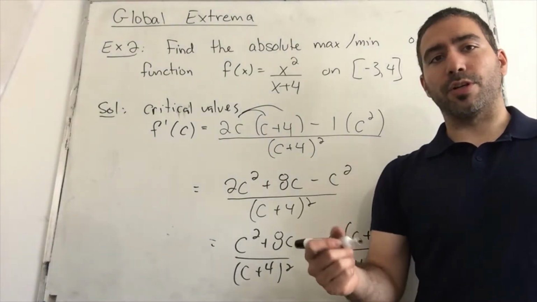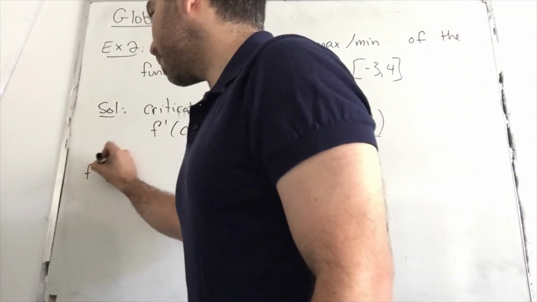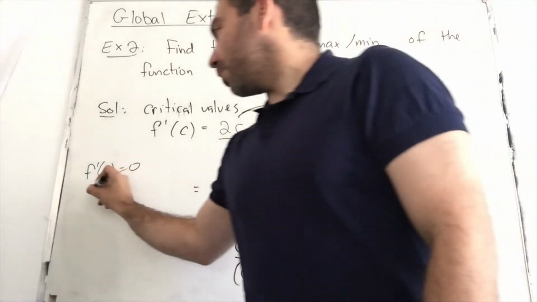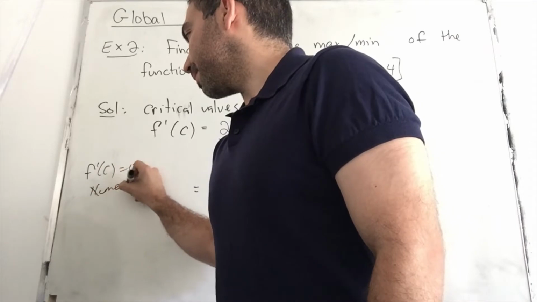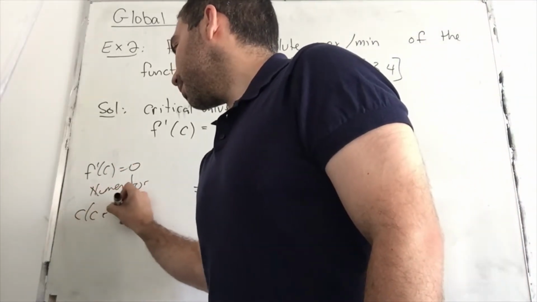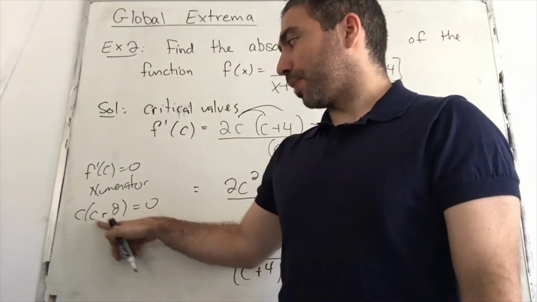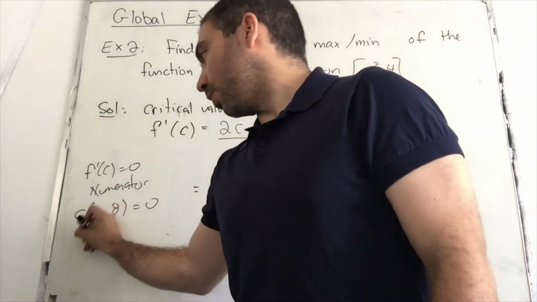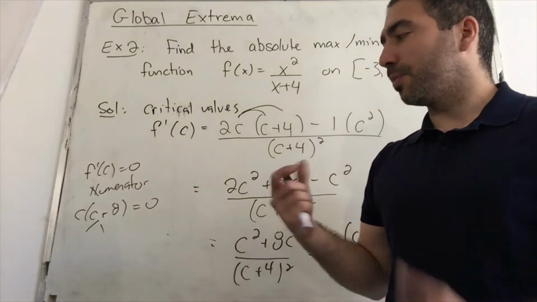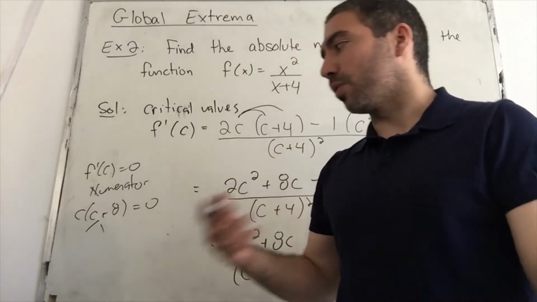So the critical value occurs when the derivative is equal to 0, so we focus on the numerator. So case 1, f prime of c equals 0. So if we look at the numerator, we have c times c plus 8 equals 0. So we're using the zero product law. We're multiplying two terms and it's equal to 0. So the only way for that to be possible is either the c has to be 0 or the c plus 8 has to be 0, right? You're multiplying two numbers and it's equal to 0. Only possible if one of those two numbers is a 0, or both.